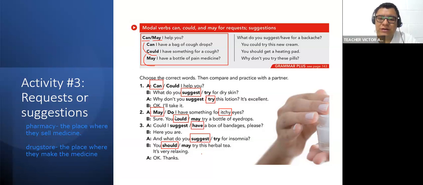Number two: May I have something for itchy eyes? Sure. You could try a bottle of eye drops. And number three: Could I have a box of bandages, please? Here you are. And what do you suggest for insomnia? You should try this herbal tea. It's very relaxing. Okay, thanks.